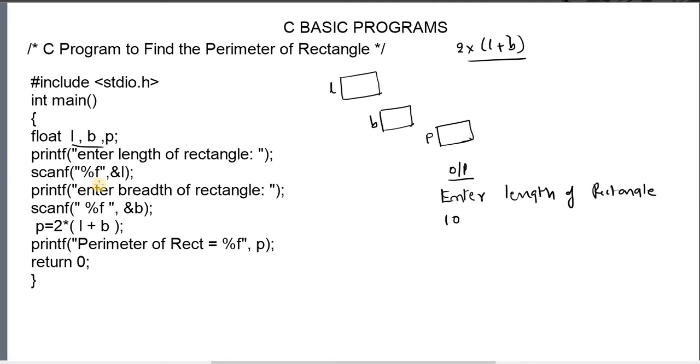Here the first parameter of scanf is called the control string. In this control string only one specifier is there. It means it will take only one value. The scanf will take this value and store it in L, because here we have given the L address.